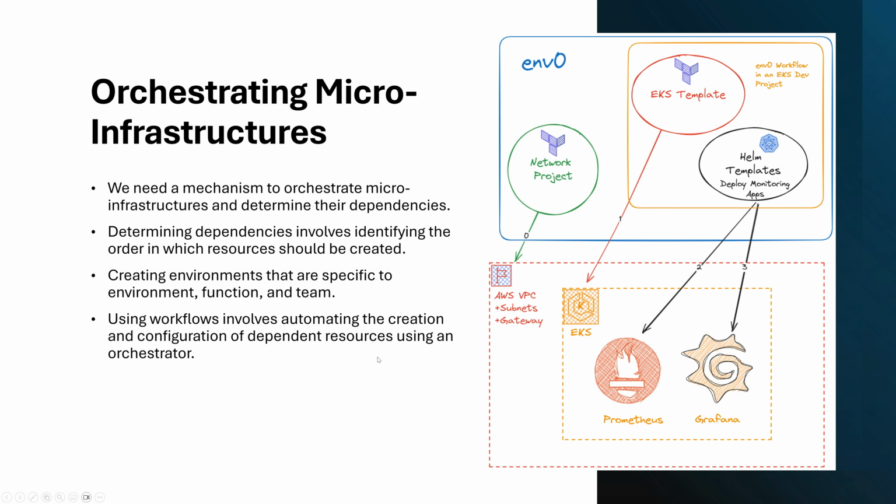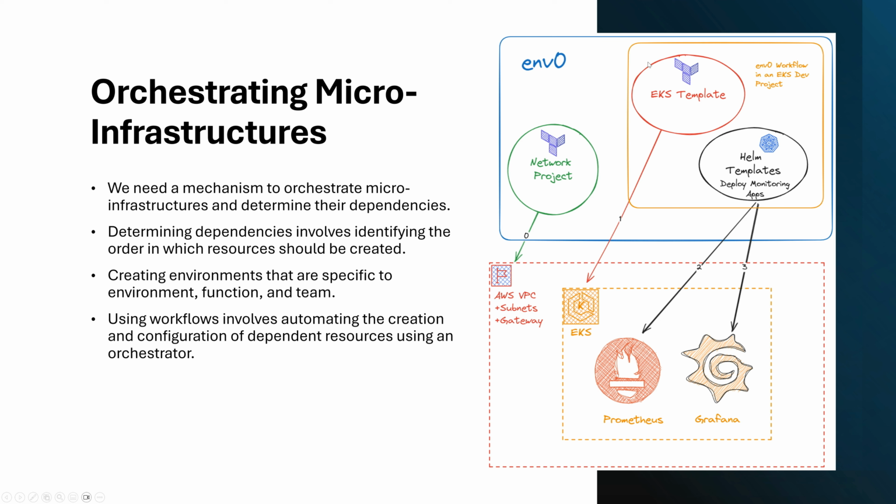And using workflows involves automating the creation and configuration of dependent resources using some sort of an orchestrator. And what you see here, and this is what we're going to do in our demo later, is that we've got env0 in this blue box, and we have a network project that the network team would have created. So this is under the ownership of the network team. And what they would do is create a VPC in AWS with subnets and gateways, and they're responsible through our back to do whatever they need to do. And any other team could probably only have read access into this project, but cannot make changes.